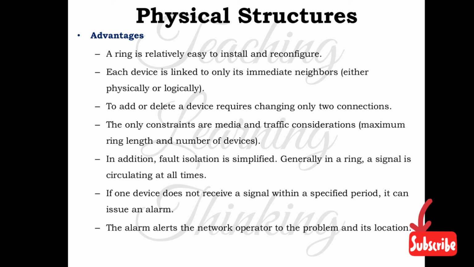In addition, fault isolation is simplified. Generally in a ring, a signal is circulated at all times. If one device does not receive a signal within the specified period, it can issue an alarm. This alarm alerts the network operator to the problem and its location. So it is very easy to isolate faults in the ring topology.